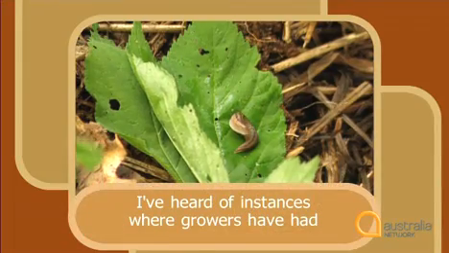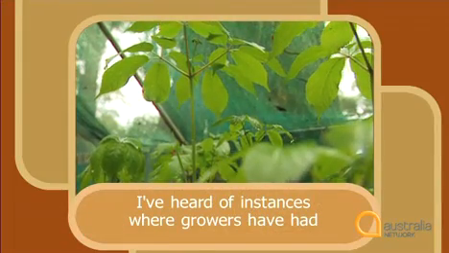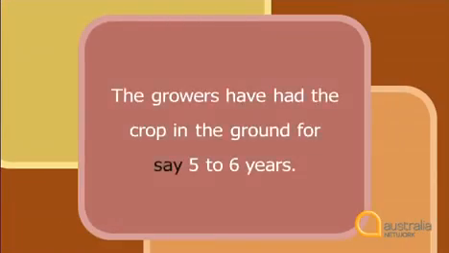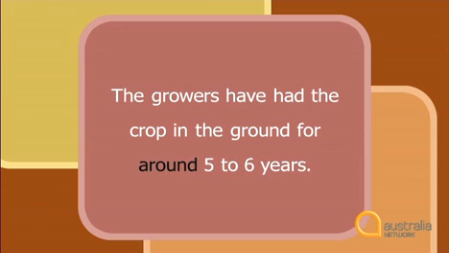Listen for another example. I've heard of instances where growers have had the crop in the ground for say 5 to 6 years. So the word say here narrows down a time period. The growers have had the crop in the ground for say 5 to 6 years. The growers have had the crop in the ground for around 5 to 6 years.